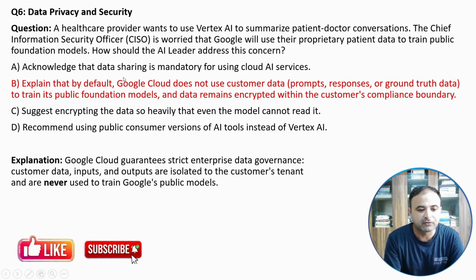Explain that by default, Google Cloud does not use customer data, prompts, responses, or ground truth data to train the public foundation model, and data remains encrypted within the customer compliance boundary. Data will be safe with the customer. So Google Cloud guarantees strict enterprise data governance. Customer data inputs and outputs are isolated to the customer tenant and are never used to train Google's public models.